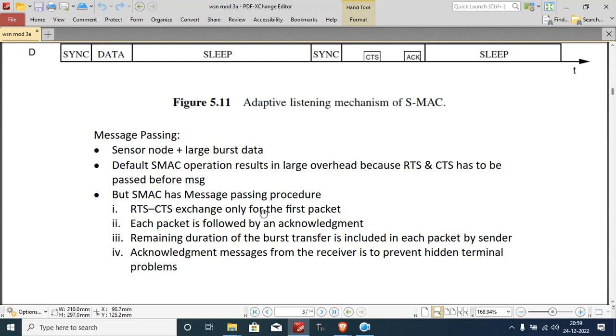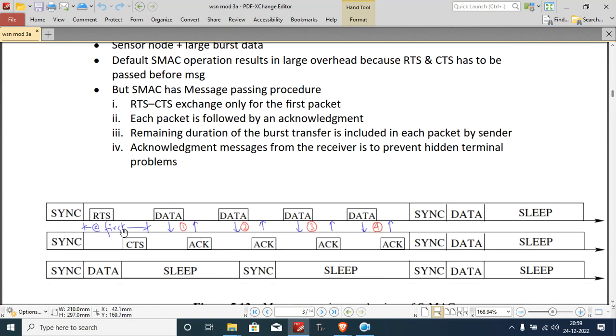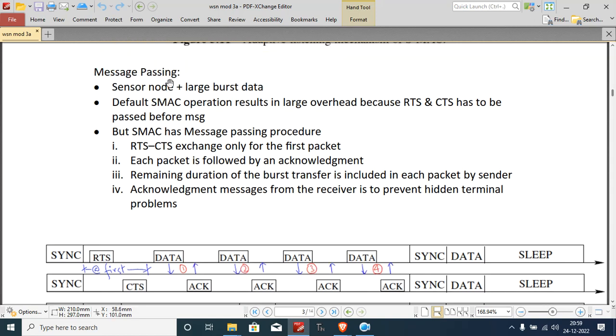Only for the first packet exchange will the RTS and CTS handshaking signals be done. Each packet is followed by an acknowledgement. So here you can see that at first only one time this handshaking signal is happening. Right after that, data is propagated from node A to node B, and on the other hand an acknowledgement is sent from B to A. This is for the other data, the third and fourth data packets. So this we call message passing. Each packet is followed by an acknowledgement.